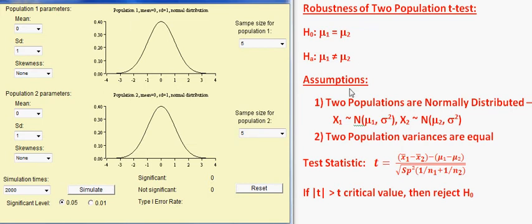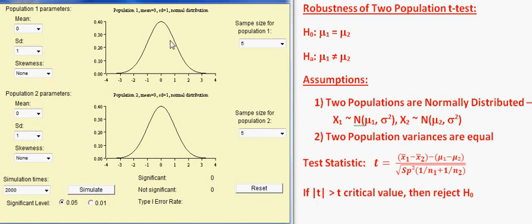And the assumptions, there are a couple of assumptions here. Both populations are normally distributed and the two population variances are equal. Then we have the test statistic t, and the decision rule is if the absolute t value is greater than the t critical value, then we reject the null hypothesis. Okay. So on the left-hand side, we are going to do the demo.